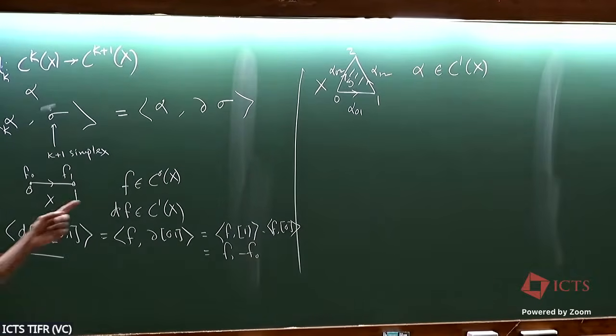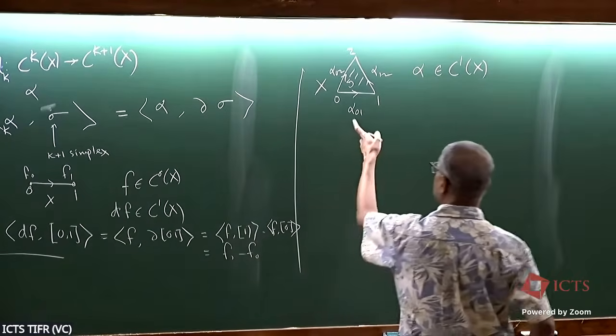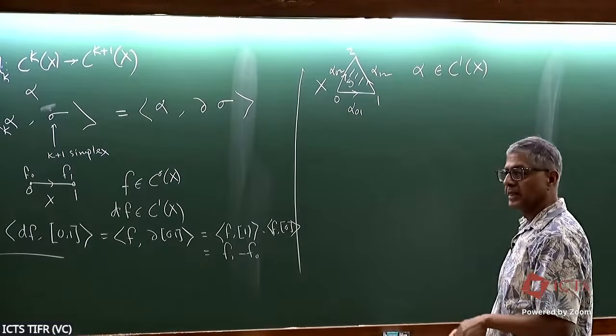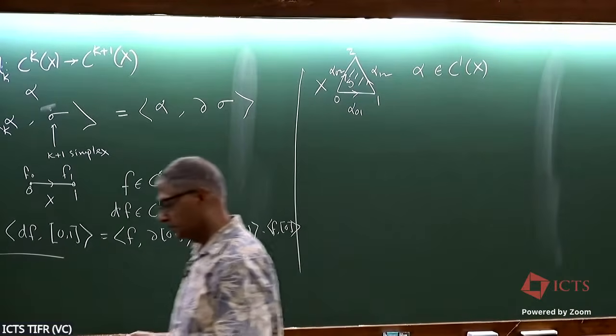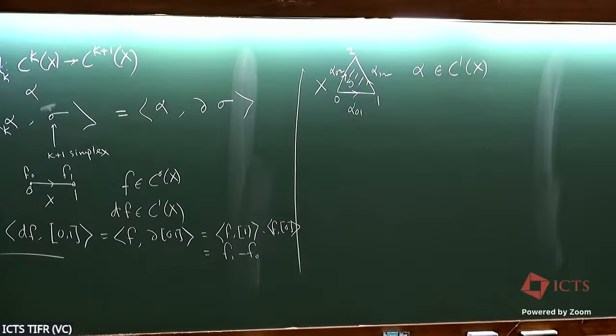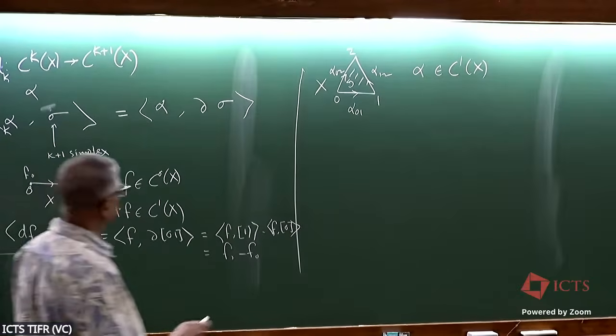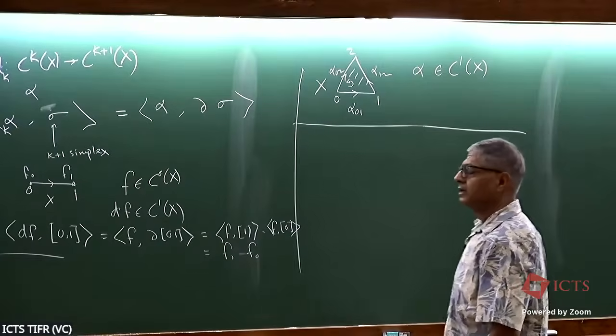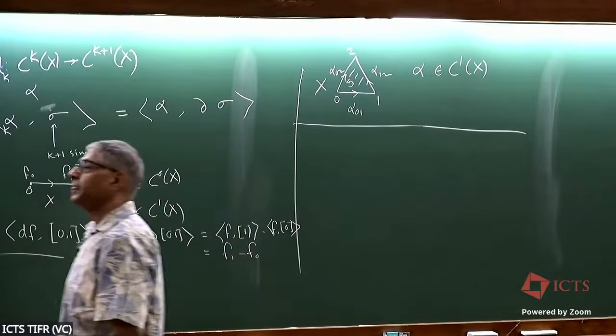So for example, in this case, if you work it out, you will see it's alpha 0, 1 plus alpha 1, 2 minus alpha 0, 2. This is what you would expect from the definition. So we have a D whose square is 0. We have our forms.